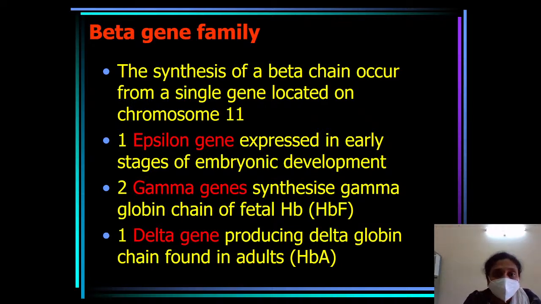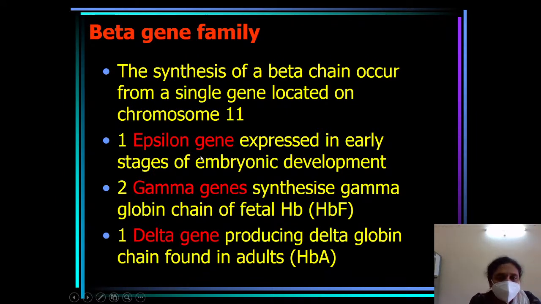This beta gene family is located on chromosome number 11. There is only one gene on chromosome number 11 responsible for synthesis of two beta chains, whereas for the synthesis of two alpha chains, two genes are located on chromosome number 16. For the formation of two beta chains of hemoglobin, only one gene is responsible, located on chromosome number 11. Chromosome number 11 also contains, along with the beta gene, one epsilon gene, two gamma genes, and one delta gene.